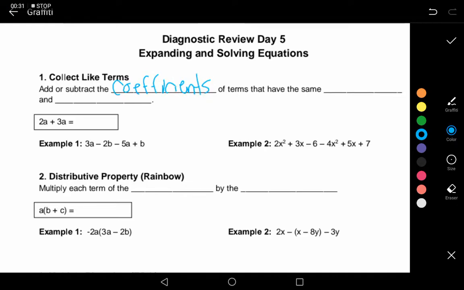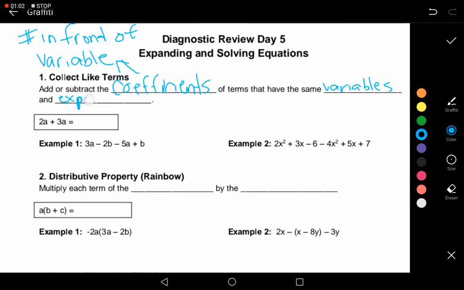Okay, and remember that the coefficients are the numbers in front of the variable. Okay, and we're adding and subtracting the coefficients of terms that have the same variables and the same exponents. Very, very important. We can't add or subtract the coefficients if the terms are not like terms.